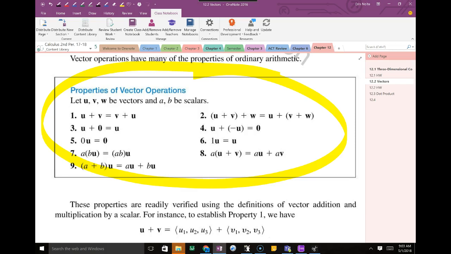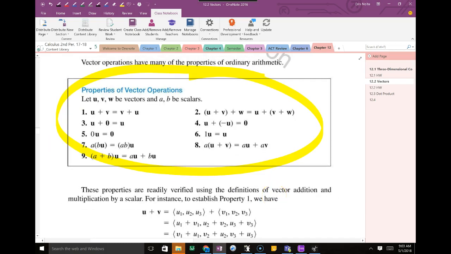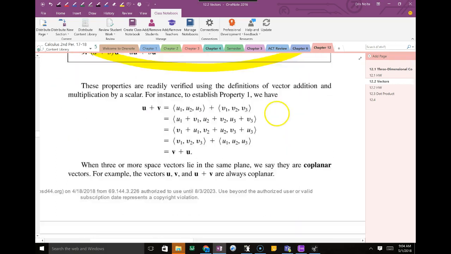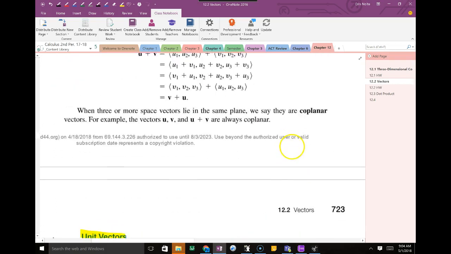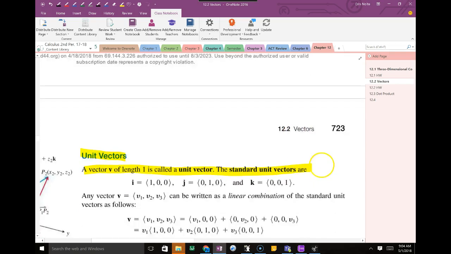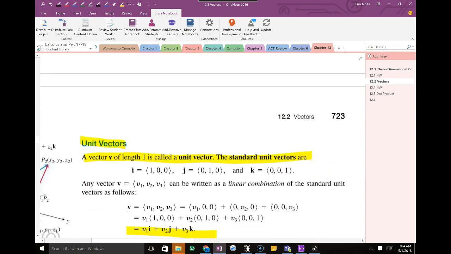Multiplication is a little bit different. I don't think it's harder, it's just different. It's just not an instinctive thing.